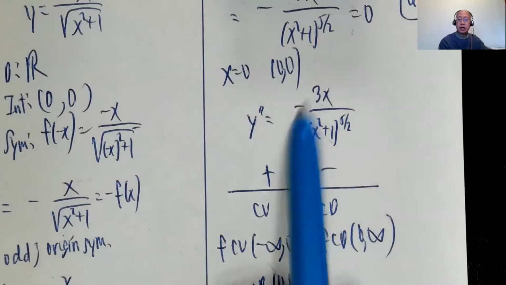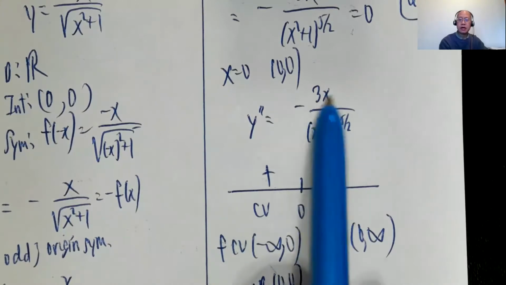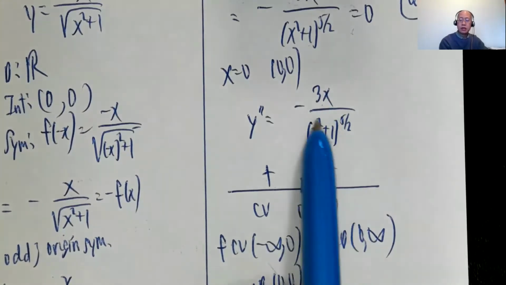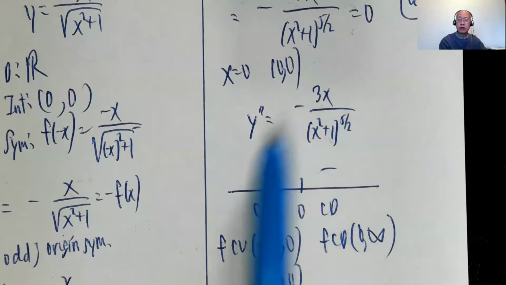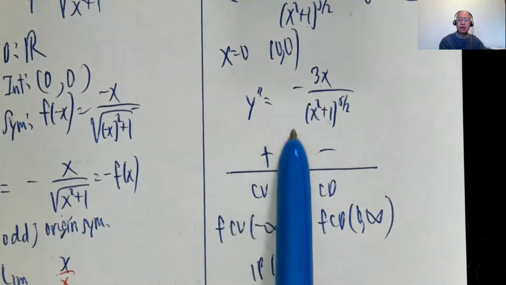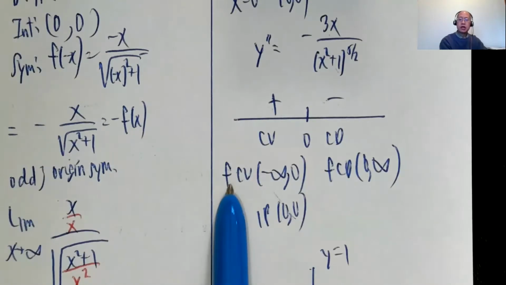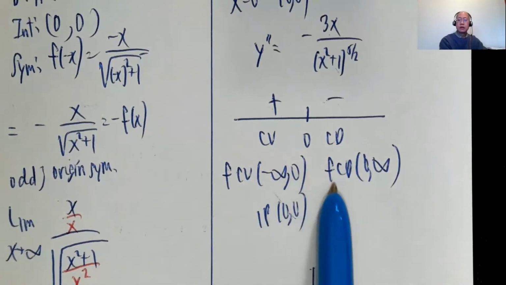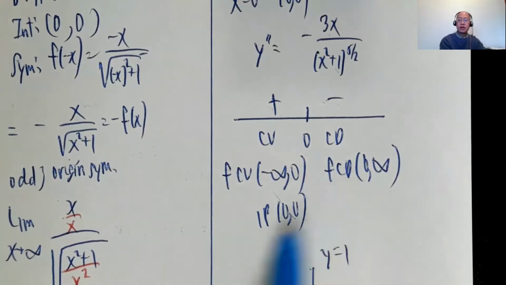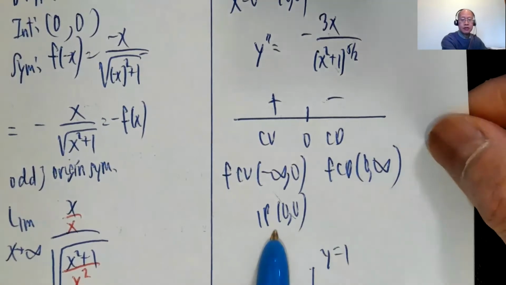Okay, and a simple sign chart: this quantity is always positive, so the sign is completely determined by the numerator. Plug in a positive, you get a negative, and plug in a negative, you get a positive. So the function is concave up from -infinity to 0, concave down from 0 to infinity. So the origin is an inflection point.